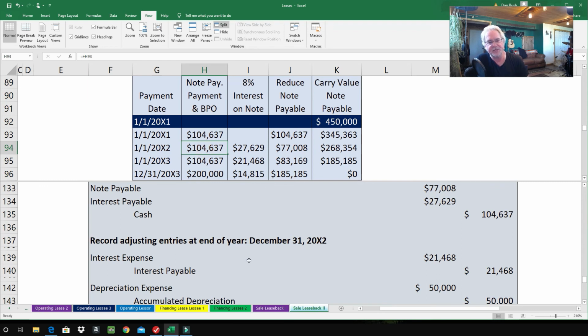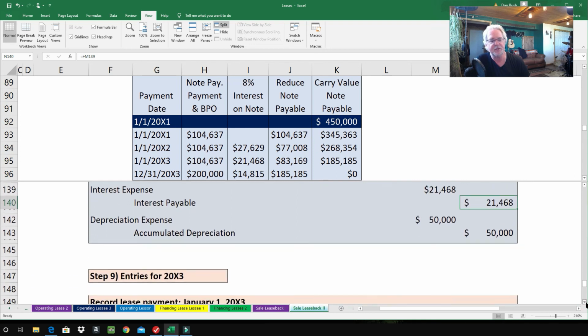So here are some adjusting entries at the end of the year, December 31st, 2002. Interest expense, 21,468. Where does that come from? It comes from right there. Interest payable, 21,468. Depreciation expense, same old entries as before, same old depreciation schedule as before.